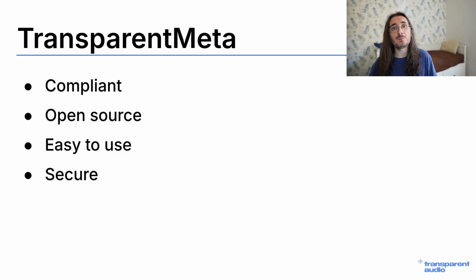First, we want it to be compliant with AI transparency law all over the world, so that you don't have to understand all the legislation. As long as you use TransparentMeta, you're fine. Then TransparentMeta is open source. At Transparent Audio, we are huge proponents of open source, and that's also true for us as co-founders and individuals. And so we'll try to open source as many of the products that we are going to build.